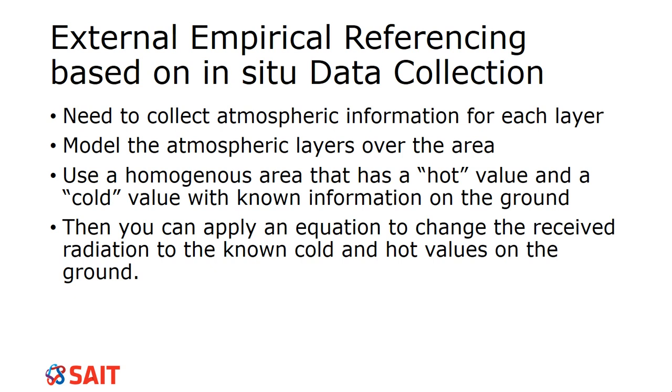Then you model that atmosphere over all those layers over the area. And you're going to have a hot value and a cold value within the area that you are working in. And you're going to know what those values are. So you're like, this is exactly what the temperature is on the ground. And there's fancy math. Again, I don't care that you know that. I just need you to know what these are. And then you can apply an equation to change that radiation so that you know what is 0 and what is 255 or what is hot. So that's the second kind of calibration.